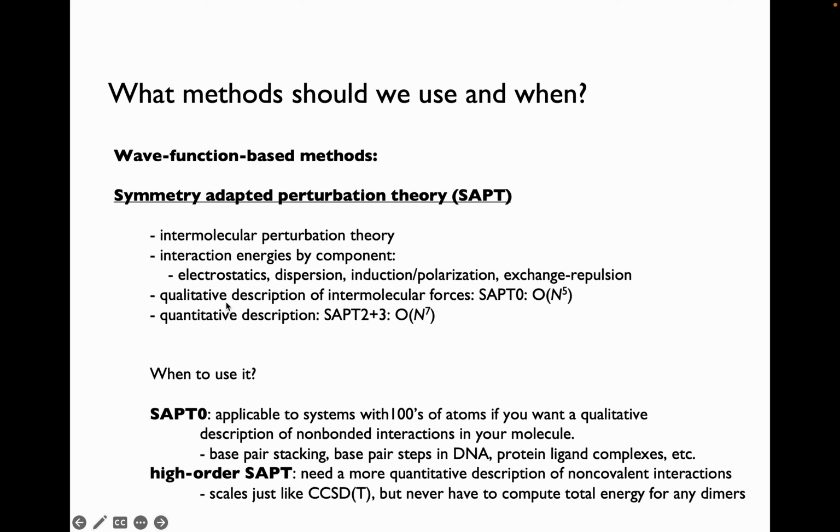You can get a flavor of symmetry adapted perturbation theory called SAPT 0, that gives you a qualitative description of these intermolecular forces, but you can improve upon this using higher order perturbation theory in these intermolecular interactions, and these lead up to this technique SAPT 2 plus 3. This is more expensive, 7th order scaling, whereas SAPT 0 is 5th order scaling, but this starts to give you a quantitative description of these intermolecular interactions.